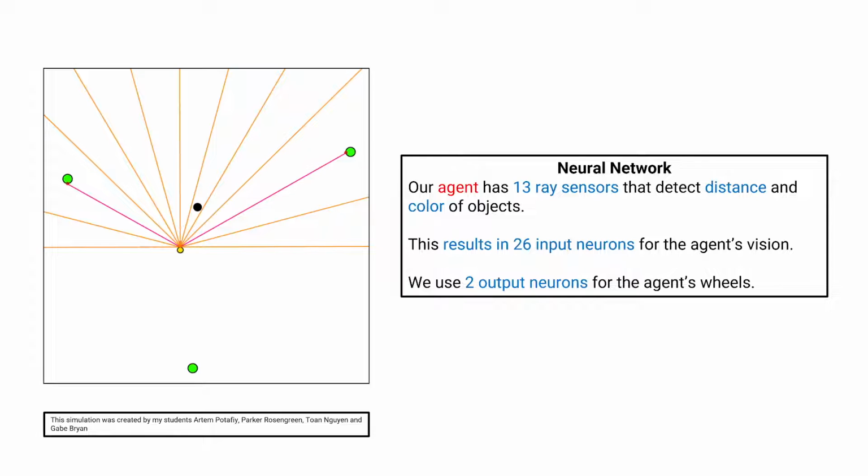And then the output, we have a pretty straightforward output. We have experimented with a few other outputs, but we've really just stuck with two for most of our typical runs, which is just the two wheels. And so we have a 26 to about 30 inputs coming in, and we have two outputs coming out of our network. And we begin our networks with an initial structure of just those neurons that I've just described, but fully connected so that all of the input neurons are connected to both of our two output wheels.